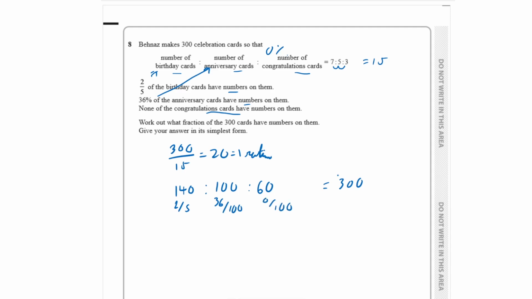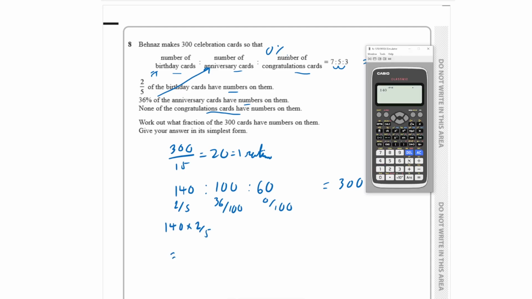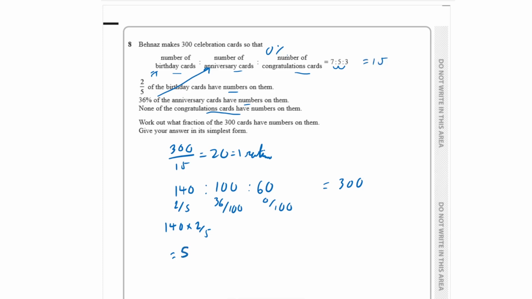When finding a fraction from a whole number, we simply multiply. 140 times 2 over 5 is equal to 56. And 100 times 36 over 100 is simply equal to 36 because the 100s cancel out. And 60 times 0 is just equal to 0. Now, what is this value? This value is the amount of cards which have a number on them according to their ratios.